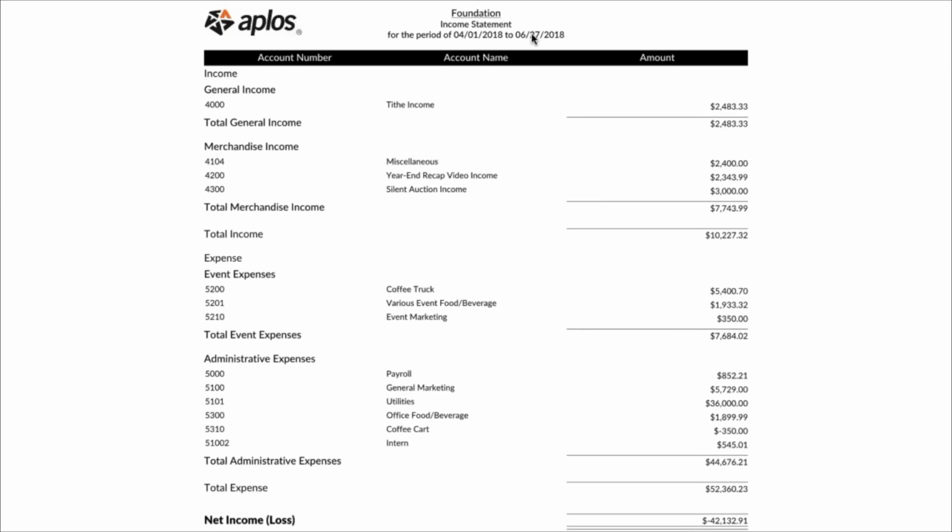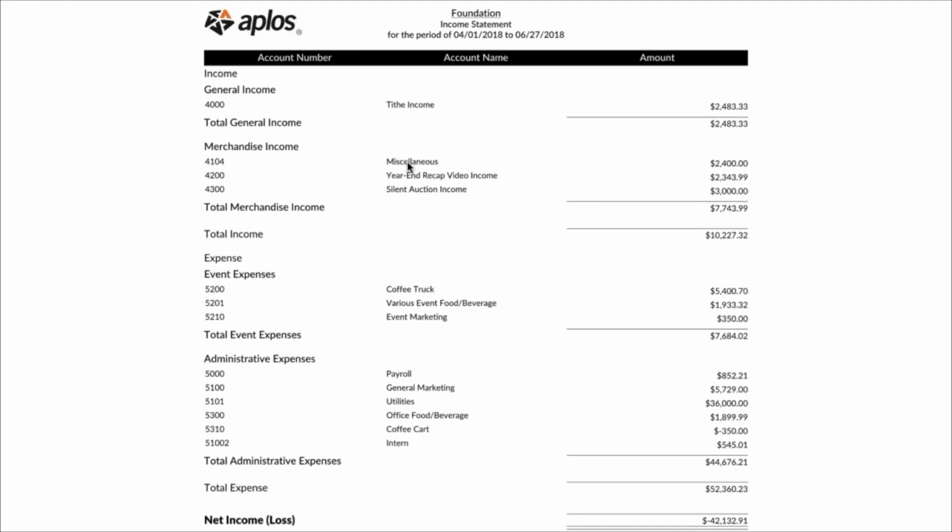This would be an income statement. So what you're looking at here is your income, and you remember we talked about those different ways of income. This says tithe income, but this could say donation income. In this case, you've got general income, you've got merchandise income. So you have your different buckets of money and how it's coming in. With fund accounting, you're able to track those various ways of income.